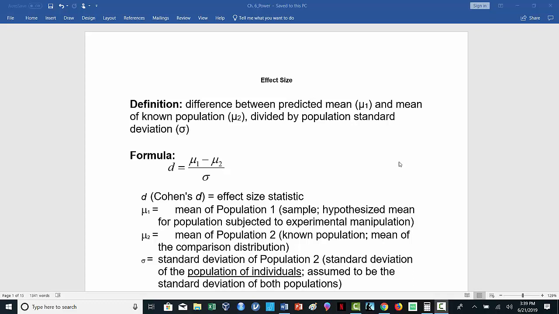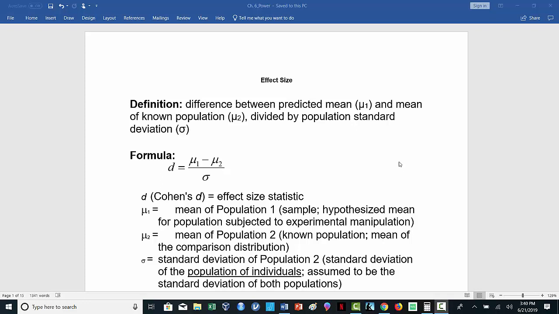In this video, I'll talk about calculating a Cohen's d effect size and what that means and why it's important. I've tried to emphasize that statistical significance doesn't tell you how big an effect is. Effect size tells you how big an effect is. Statistical significance is highly dependent on sample size, whereas effect size is not.